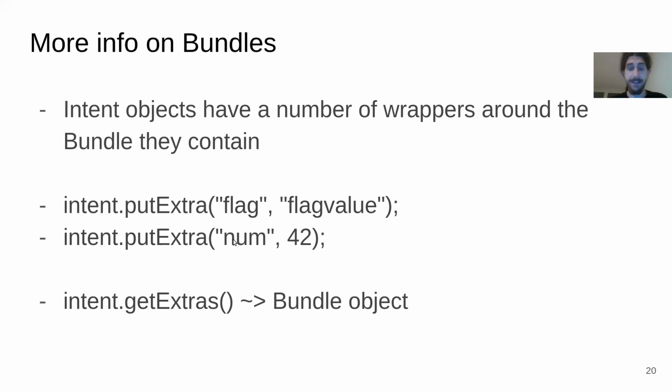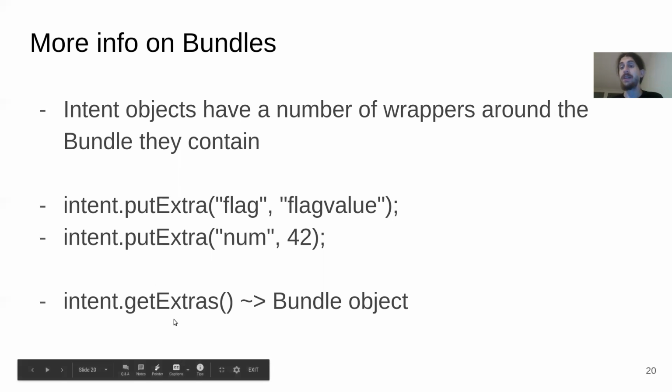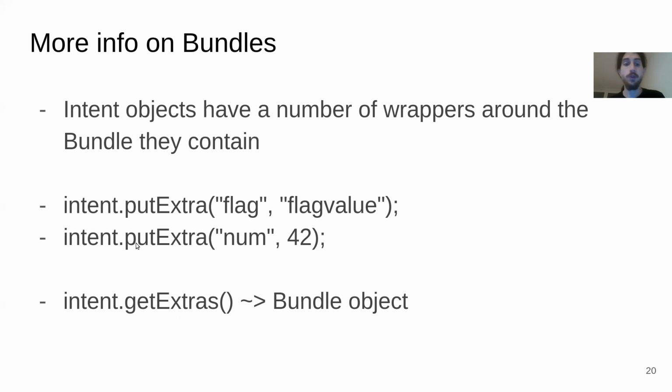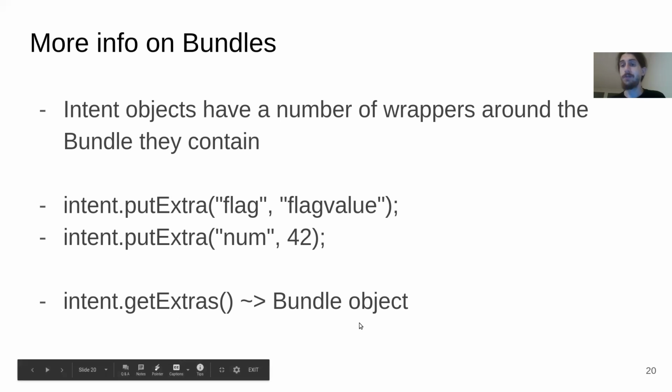Same for this putExtra, it is getting a reference to the bundle underlying the intent, and is going to put the entry for the value 42 associated to the key now. Okay? And then there are other methods to actually get this instance of the bundle. So for example, if you receive an intent, what you can do is to call getExtras. Bam, now you have a bundle object. Now you have a bundle object, check the documentation.